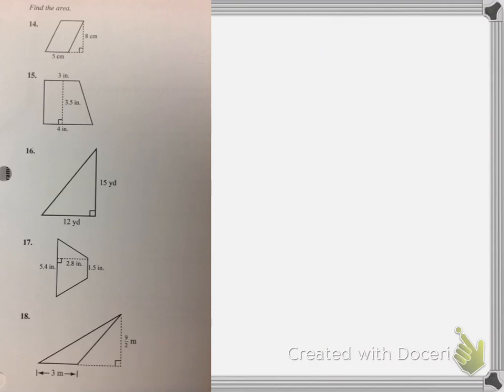Now let's look at, we have some parallelograms, some trapezoids, some triangles. Let's look at the first one, number 14. This is a parallelogram, which is four-sided. So we're still going to use base times height. Now my base is 5. And my height is 8.